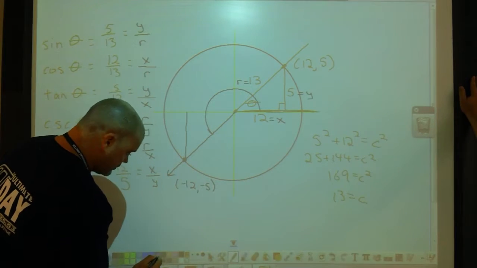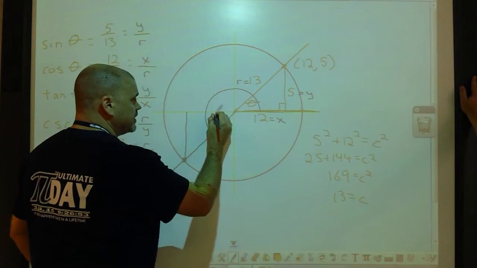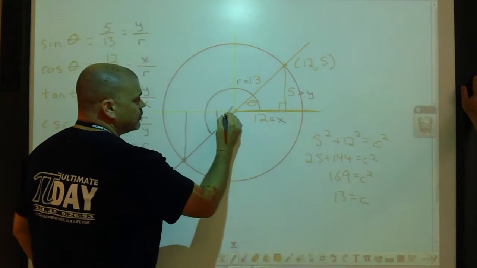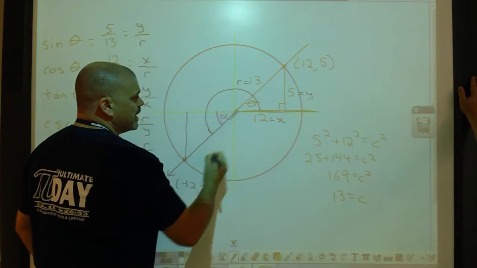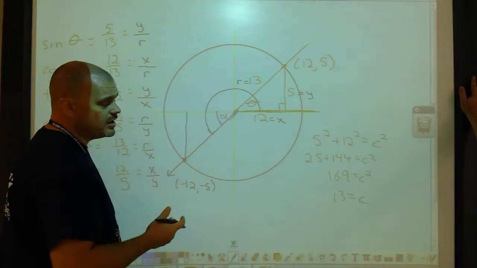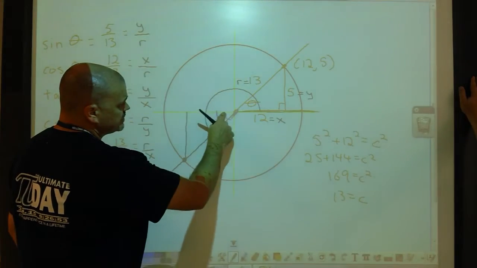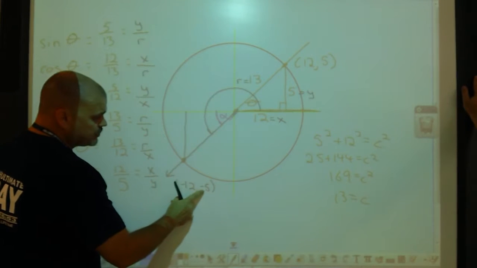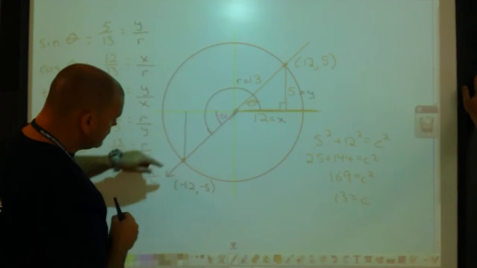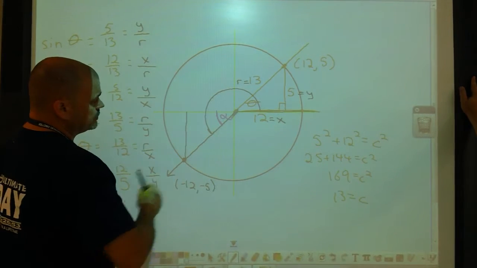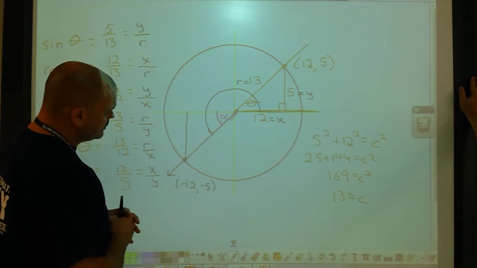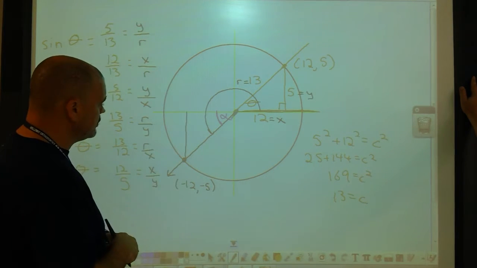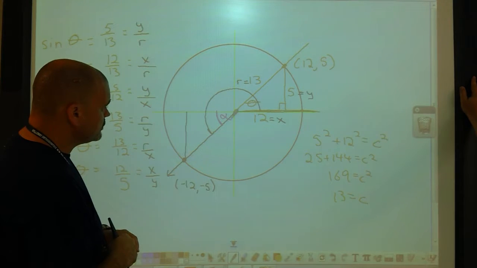And I'm going to change colors here a bit. Purple, I don't know how well you can see it on the video. But this is our angle. Why don't we call this alpha? Instead of theta, we'll call it alpha. This is our angle, and if you'll notice, we have our triangle here. Negative 12, negative 5 would be the coordinate on the circle. Correct. That's where this triangle here is touching the circle.